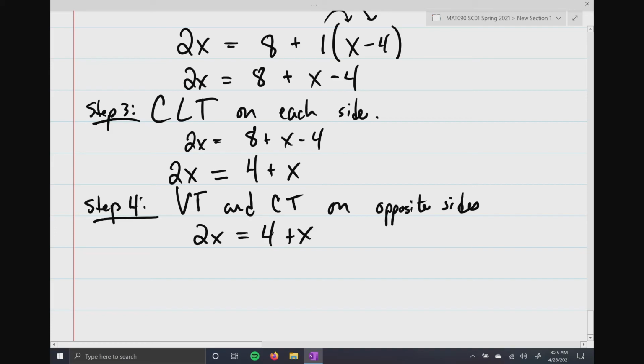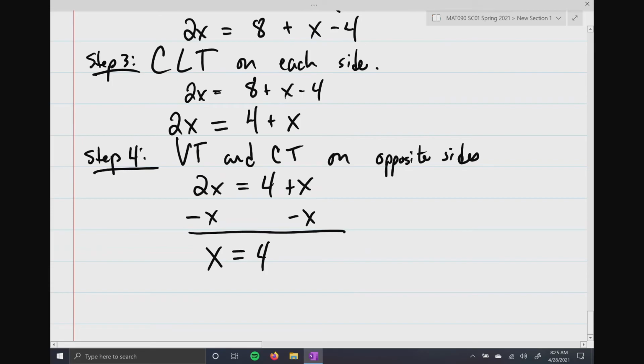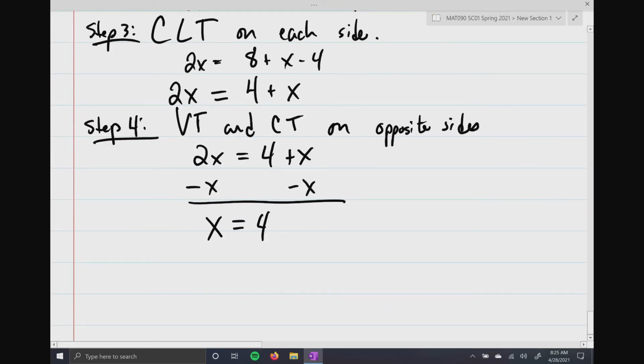Now, variable terms, 2x on the left, variable term x on the right. I need to bring them together. So I will subtract x from both sides. Why did I choose the x on the right-hand side to move? Because I had more stuff on the right-hand side, which means I have more moves I can make. 2x minus x is x. And I'm left over with a 4 on the right. Now, step 5.